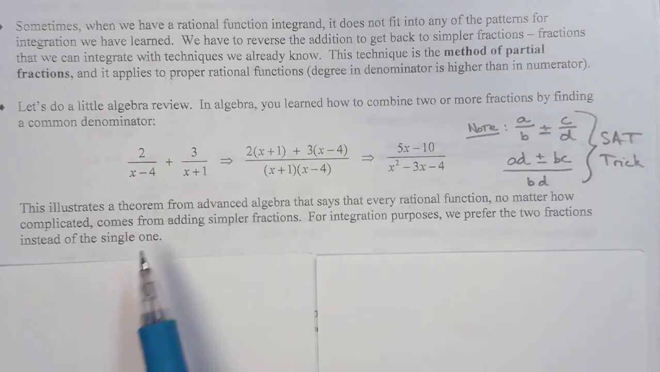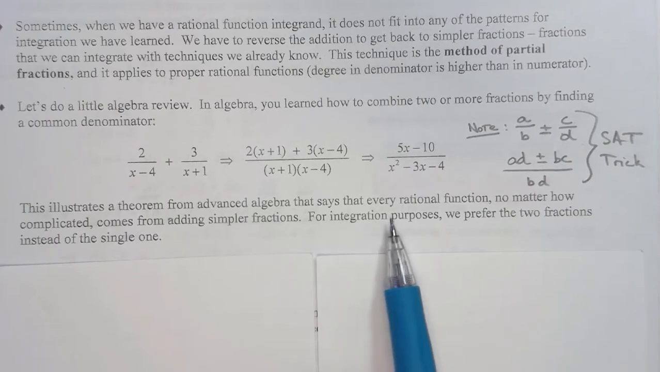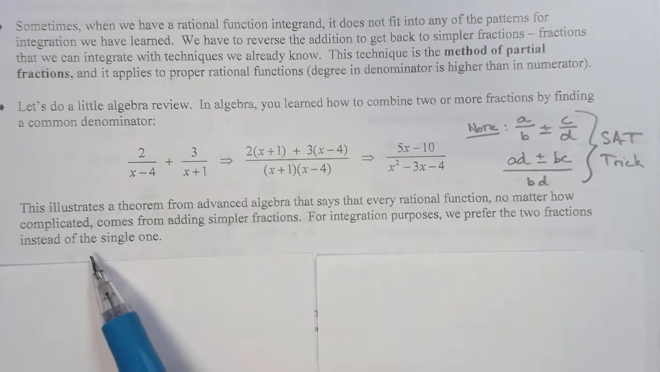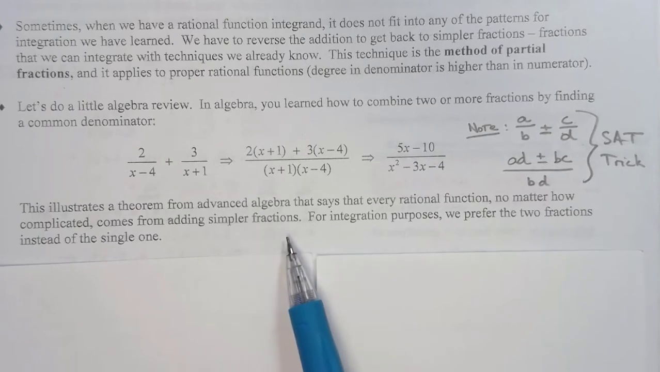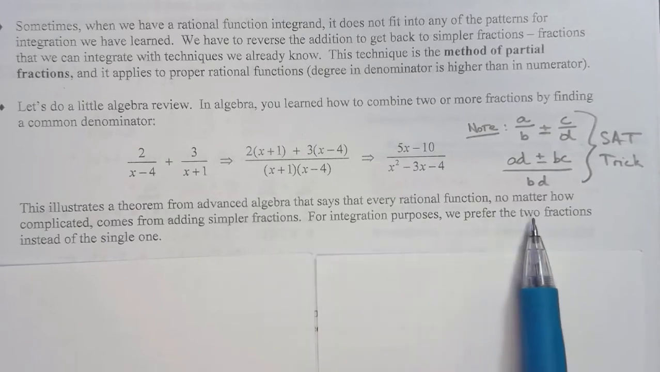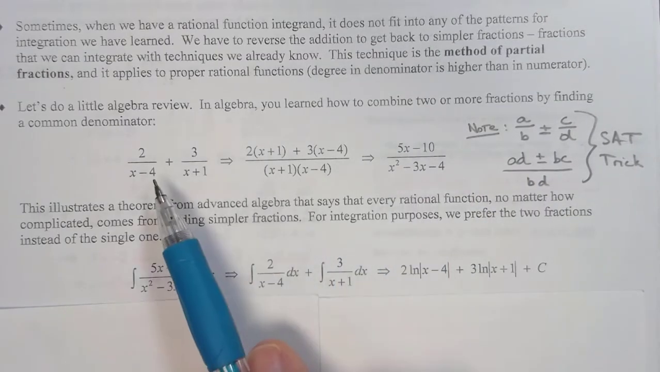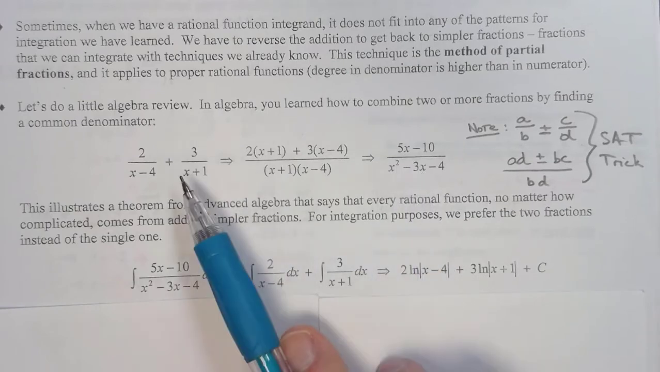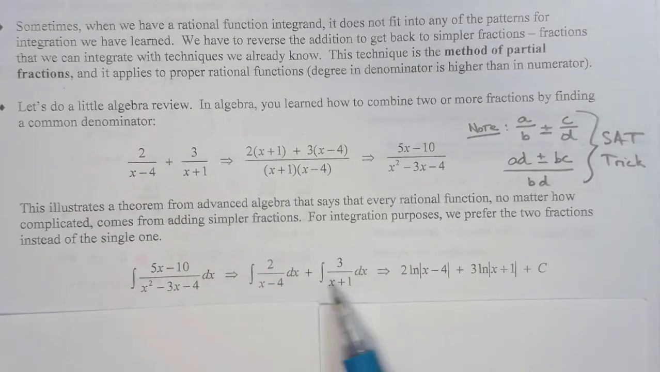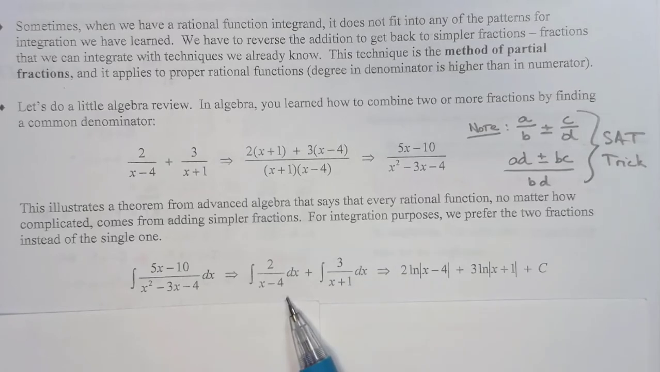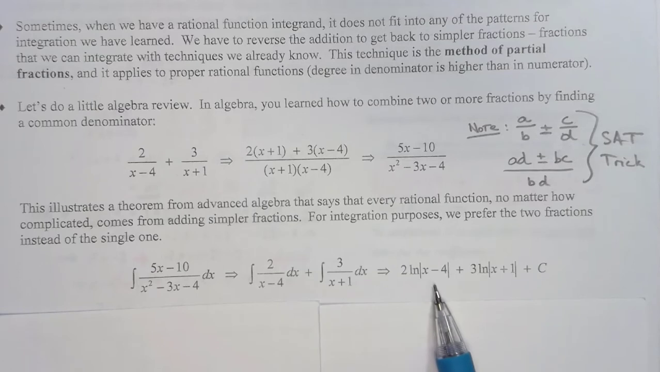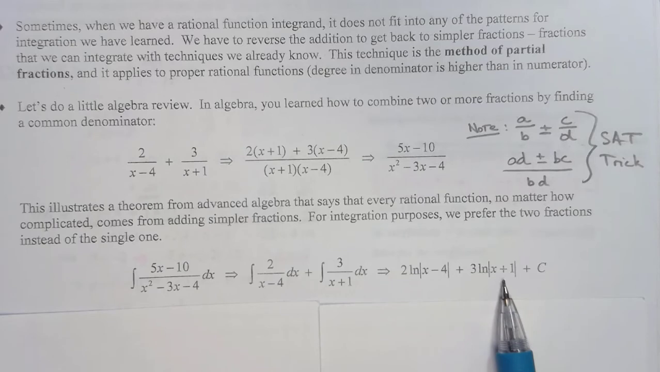So this illustrates a theorem from advanced algebra that says that every rational function, no matter how complicated, comes from adding similar fractions. So for integration purposes, we prefer the two fractions instead of the single one. So going from here to here, we know that this came from these two fractions being added together, and we can anti-differentiate each of these. Each of these is a u prime over u type form. So this will be 2 times natural log of absolute x minus 4 plus 3 times natural log of absolute x plus 1 plus my constant c.